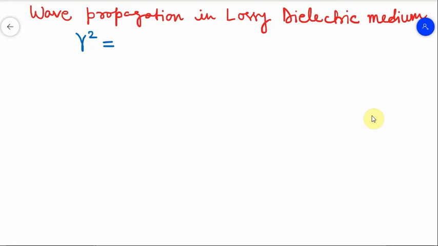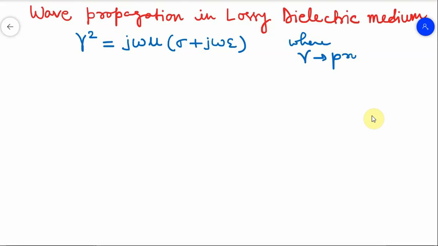So gamma square equals j omega mu into sigma plus j omega epsilon. This is your gamma square. And what is gamma? Where this gamma is the propagation constant.